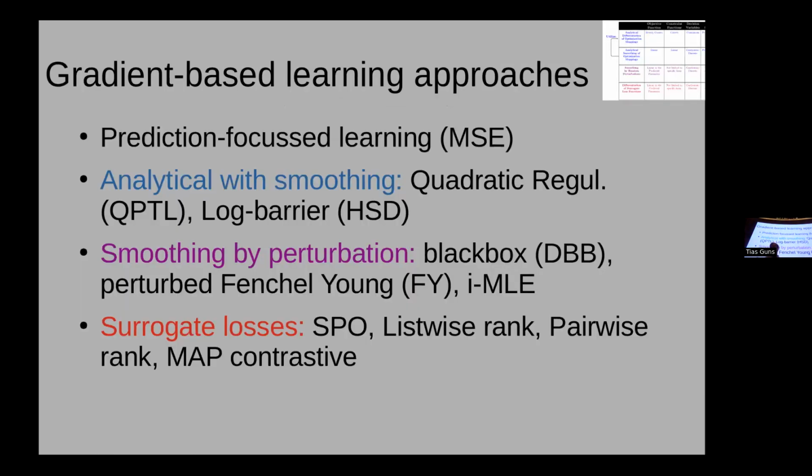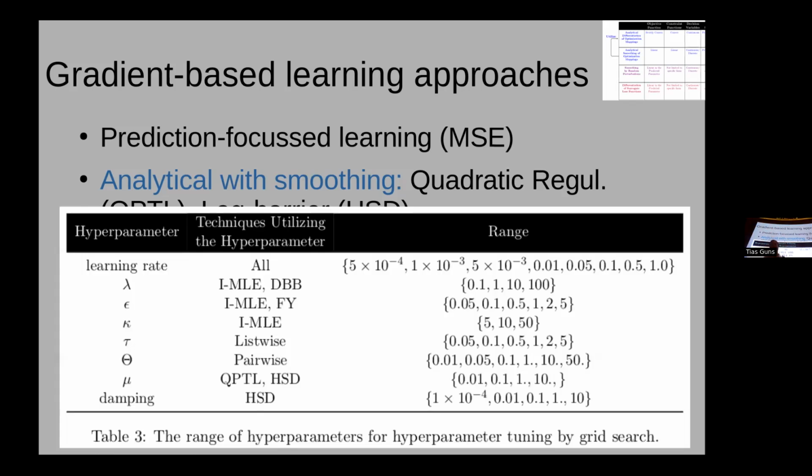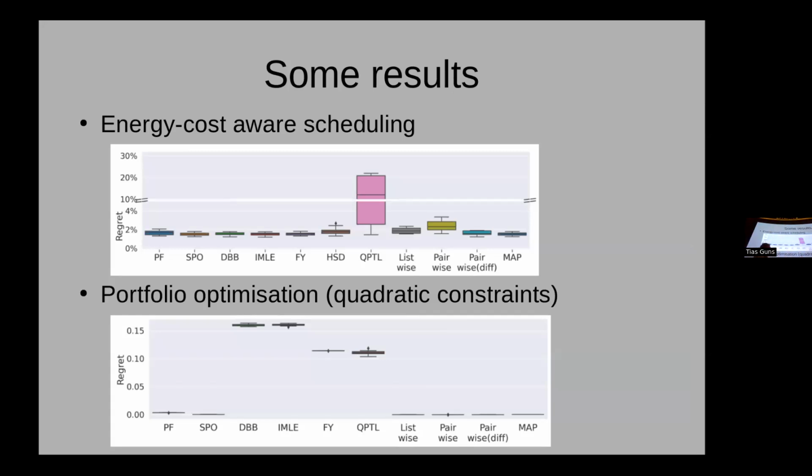So in the experimental evaluation, we evaluated the following methods. Of course, prediction-focused learning at the top, and then analytical smoothing, smoothing by perturbation, and surrogate losses. Now, one thing that's typically not discussed a lot is that you also need to tune your hyperparameters. So we're being very open about what kind of grid, based on our experience, we define, and then we do a standard machine learning hyperparameter search over it. And so, yeah, you can have a look at that, because some methods are actually pretty difficult to tune.